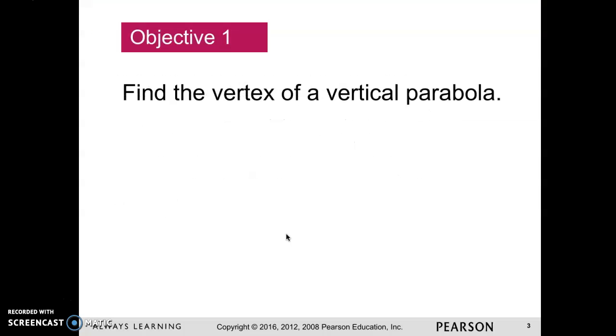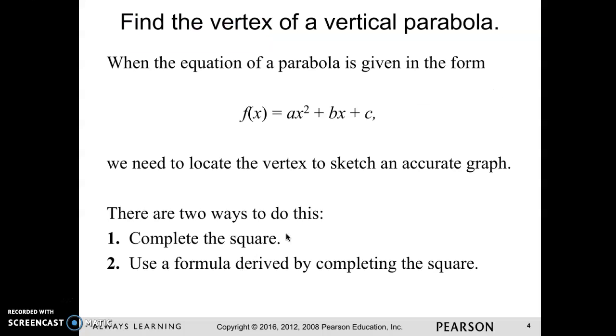So the first objective is to find the vertex of a vertical parabola. If I have a vertical parabola, typically I'm looking at an equation that has the form of a quadratic equation, ax squared plus bx plus c. We need to locate the vertex to sketch an accurate graph in such a case. So there are two ways to do this. Go ahead and try completing the square method so that you have x plus h plus any number squared, or use the formula that's derived from the complete the square method. So let's go ahead and see an example.